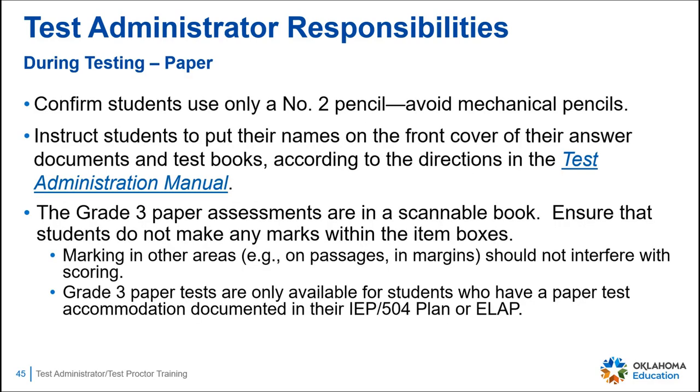During paper testing, confirm students use only a number 2 pencil. Avoid mechanical pencils. Instruct students to put their names on the front cover of their answer documents and test books according to the directions in the test administration manual. The grade 3 paper assessments are in a scannable book. Ensure that students do not make any marks within the item boxes. Marking in other areas, for example, on passages or in margins, should not interfere with scoring.